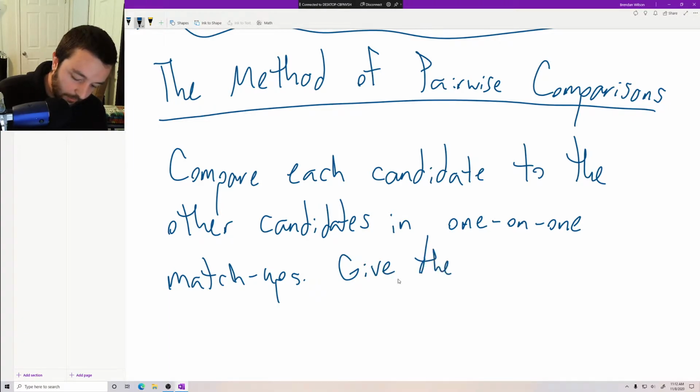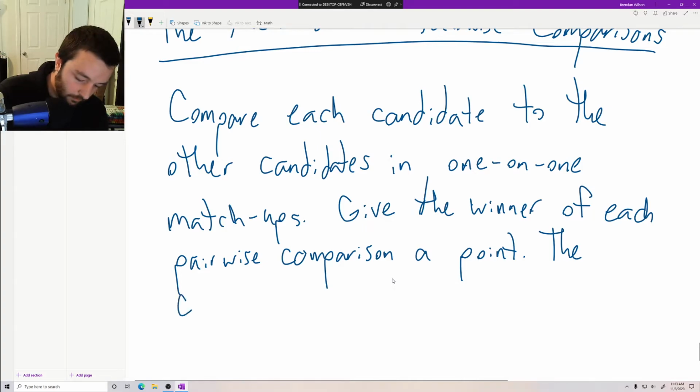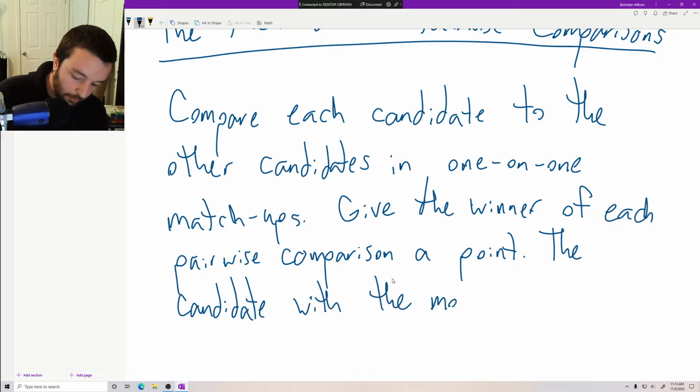We give the winner of each pairwise comparison a point. The candidate with the most points wins.